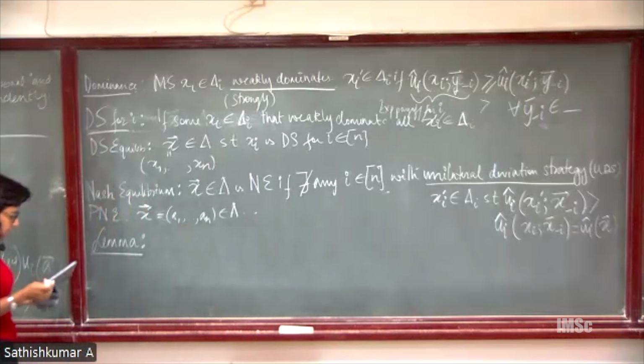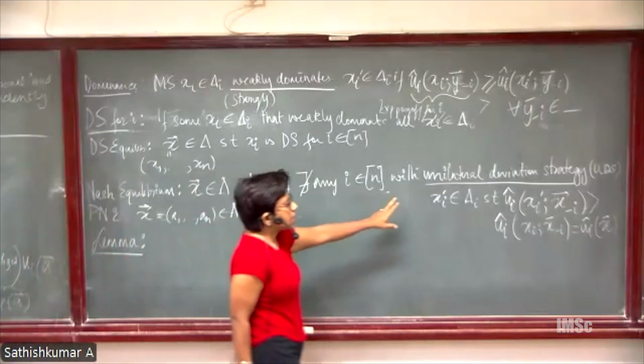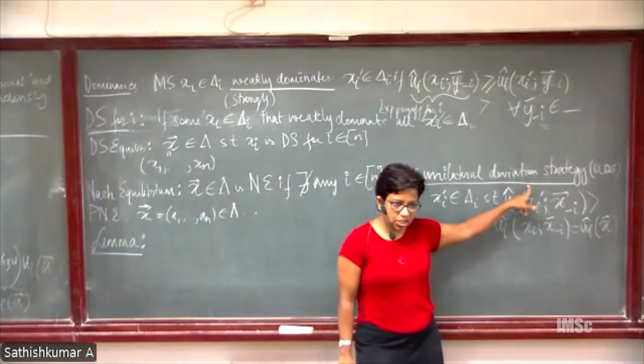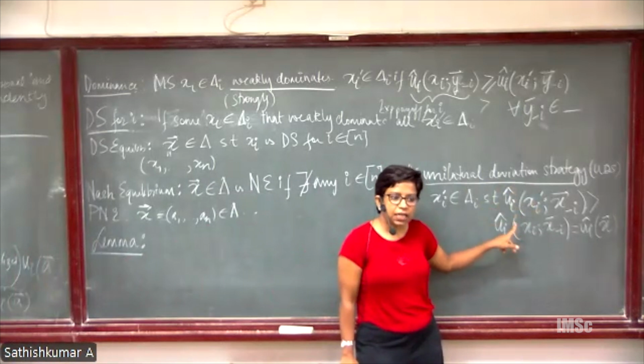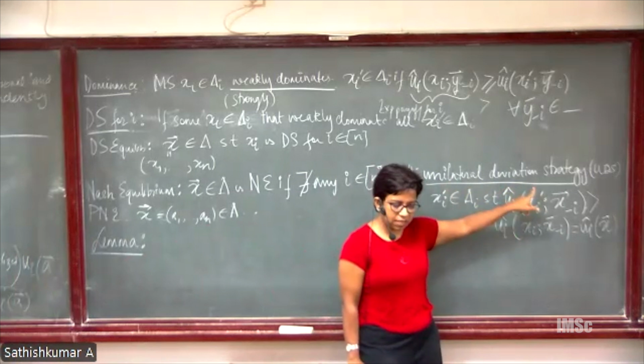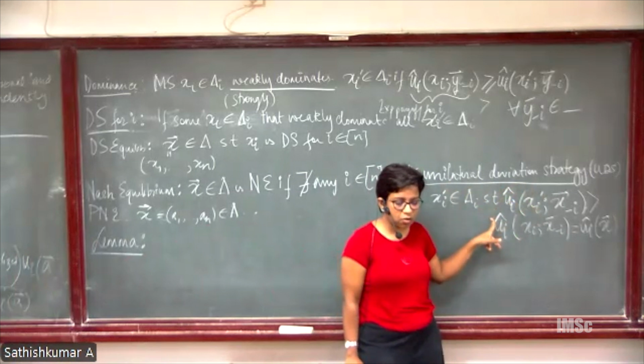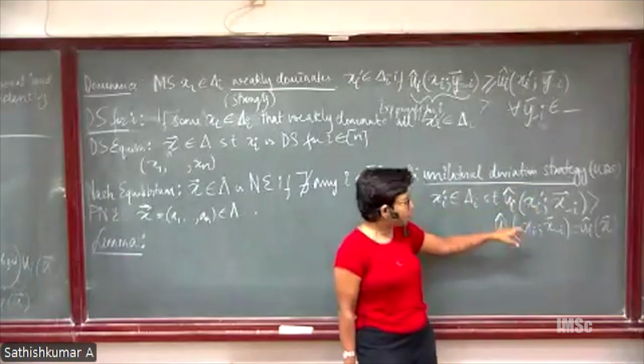It turns out that if such a unilateral deviation strategy exists, meaning if such a mixed strategy exists that gives me a strictly better payoff, then there is also some unilateral deviating action I can take, and that action belongs to the support of the strategy.